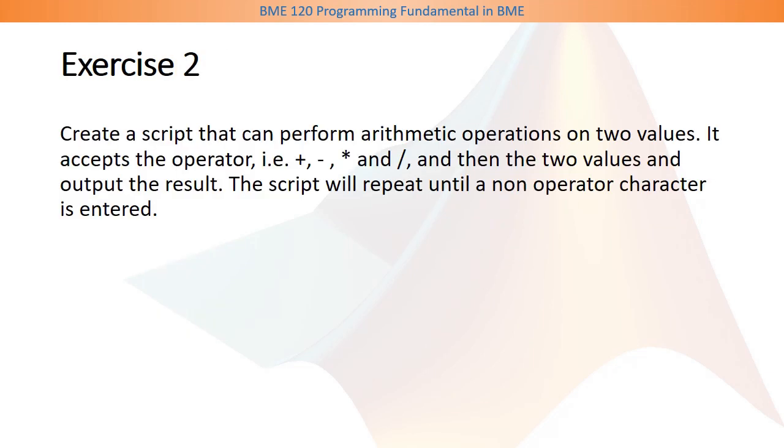This is an exercise related to the general script structure discussed before. It asks to create a script that can perform arithmetic operations on 2 values. It accepts the operator, that is, plus, minus, multiplication, and division, and then the 2 values. And it will output the result. The script will repeat until a non-operator character is entered.